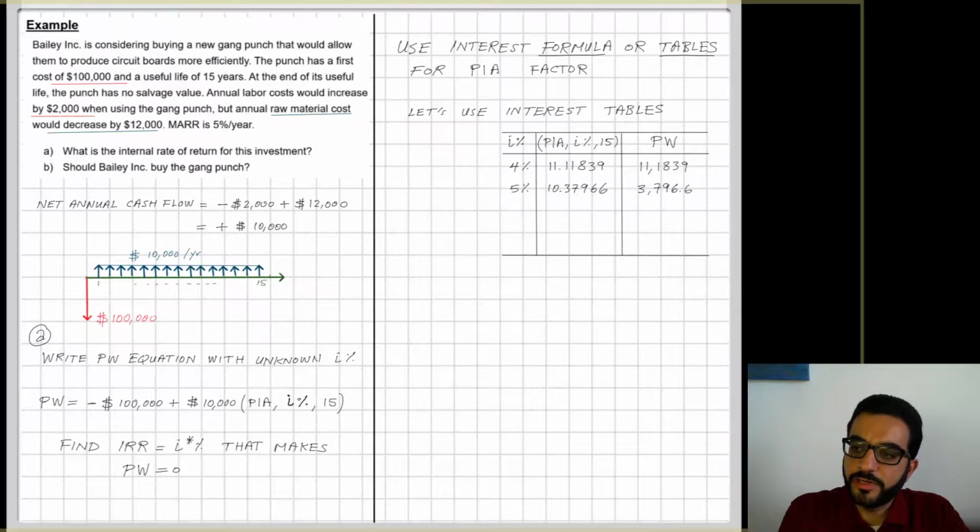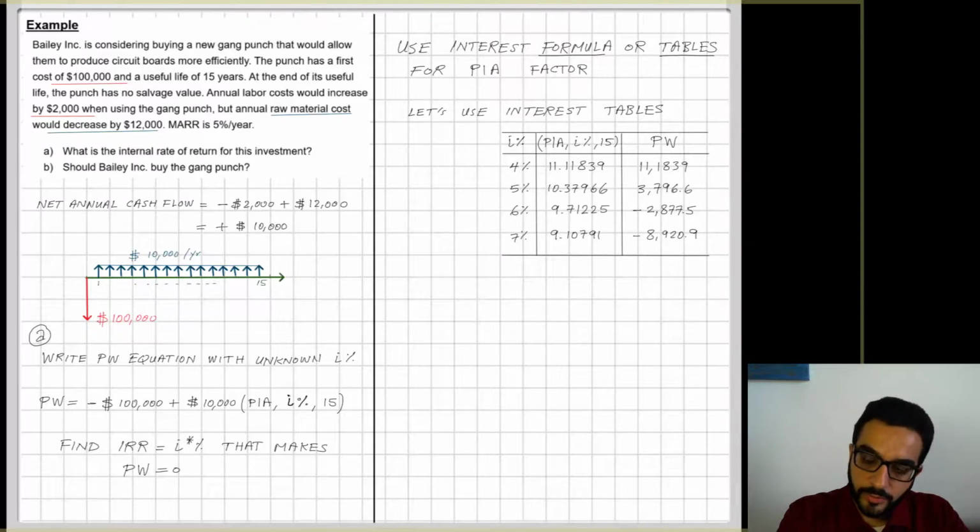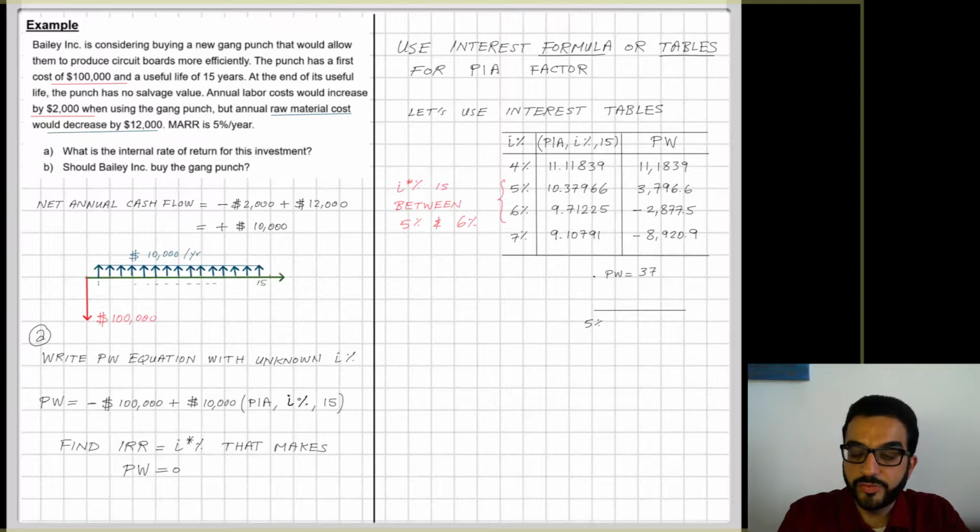And you see now I'm decreasing. The present worth here is decreasing, so I'm in the right direction. It's just a matter of keeping going with a higher interest rate, so I get less present worth until it's 0. So I try 6%. Now I see it's negative. Even to confirm that I'm in the right direction, I try 7%, and it's getting more negative. So this means that my I star, or internal rate of return, is between 5% and 6%.